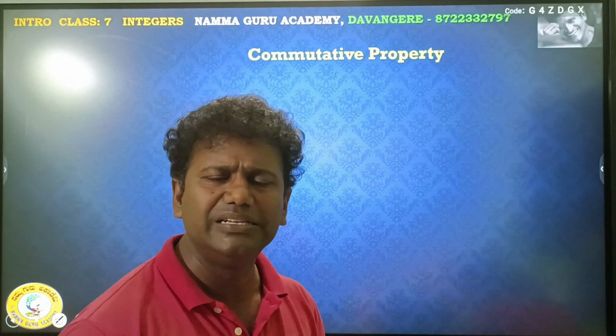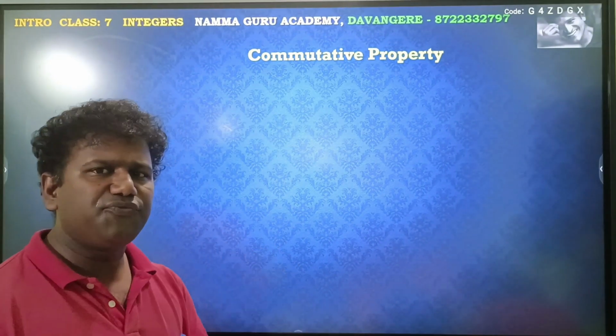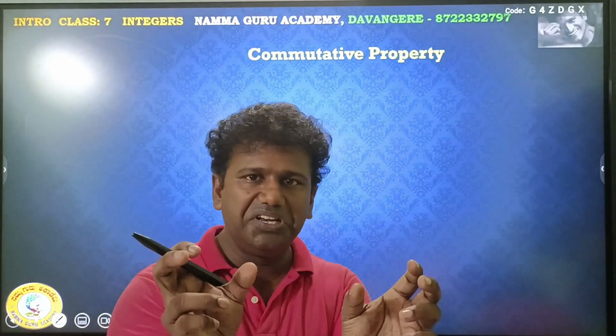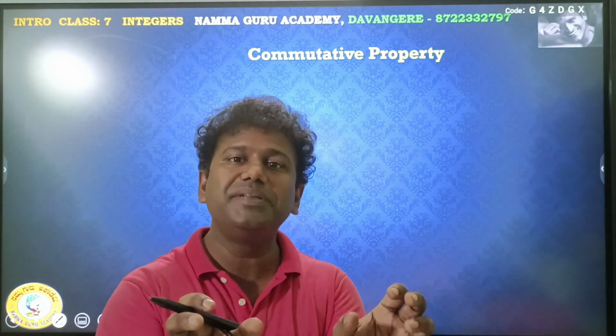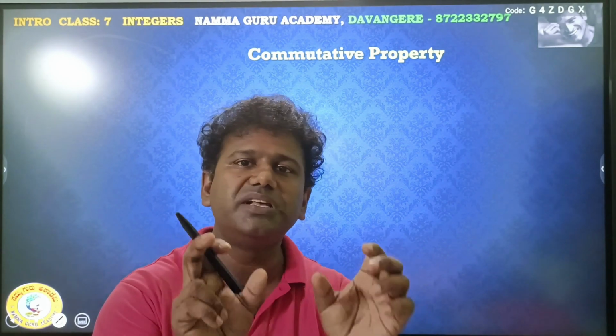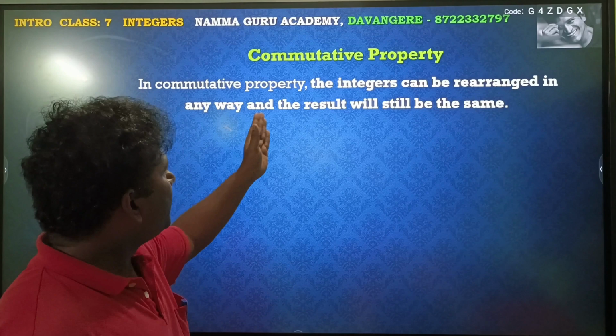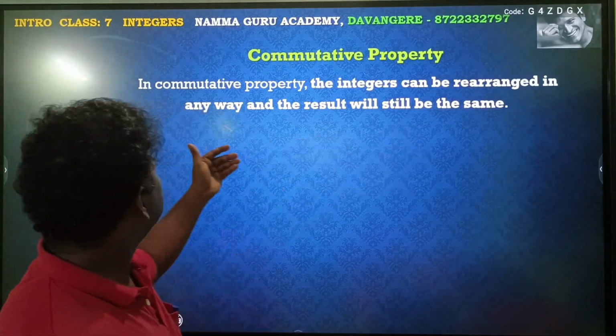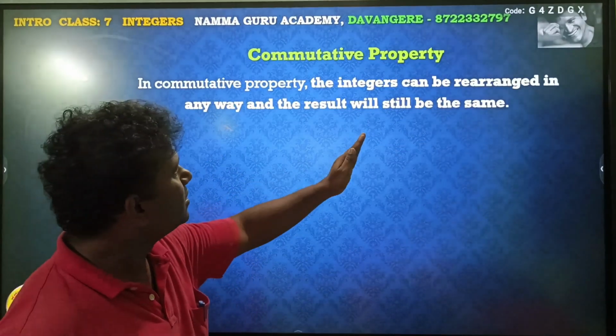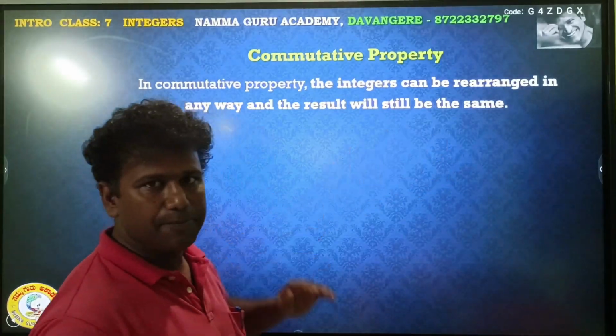Now the second property is commutative property. Commutative property is another easy property. That is, if you add any two integers in any order, the answer will be the same. In commutative property, the integers can be rearranged in any way and the result will still be the same.